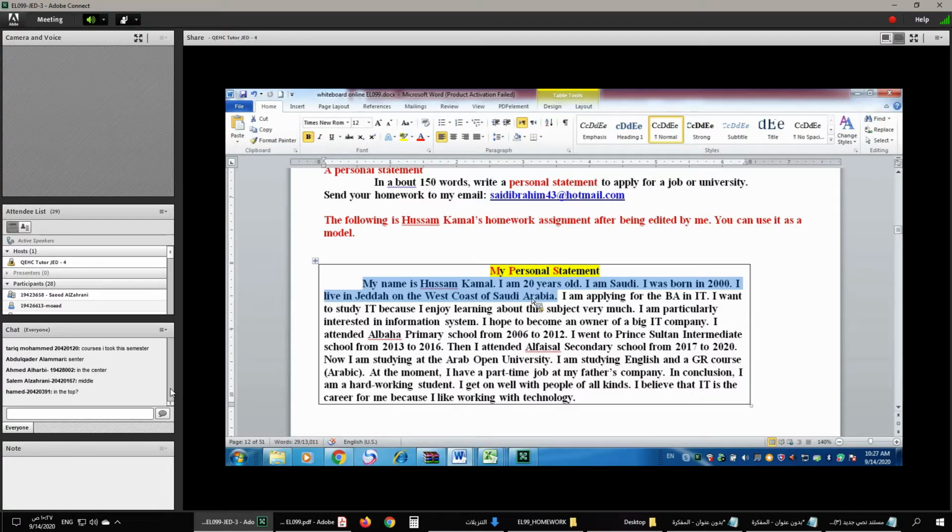So this is his personal information. Okay? Yeah, we call this indenting. It means that this is the beginning of a paragraph. Okay, Khalid? Every time you start a new paragraph, you indent. Indent means you leave a one-word space or a five-letter space. Got it? Understood? Okay.